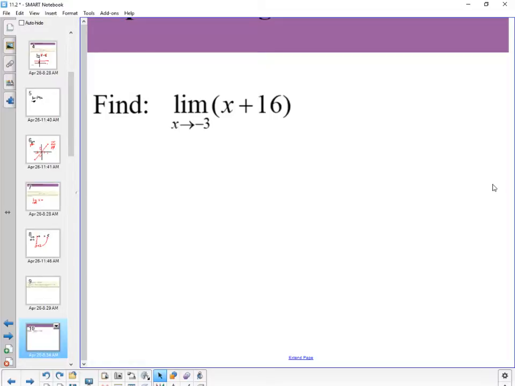What? Why does it keep jumping? Keep moving. Oh, yeah. I'm not gonna. What would you get? 13 is correct. Good job. 13 is correct.